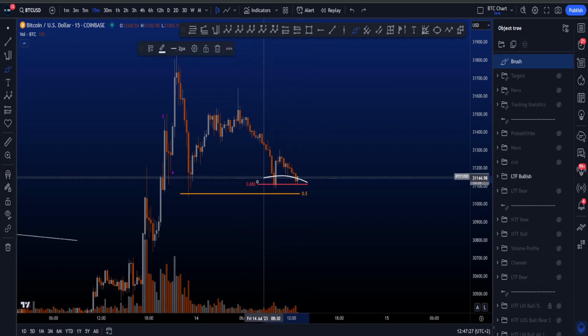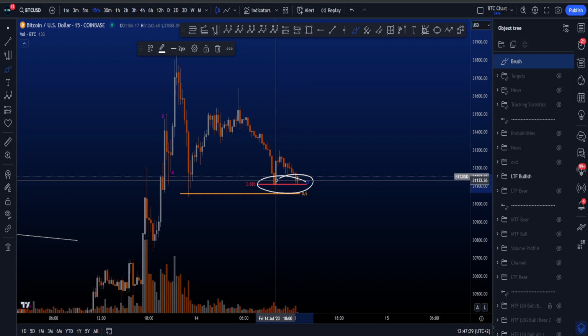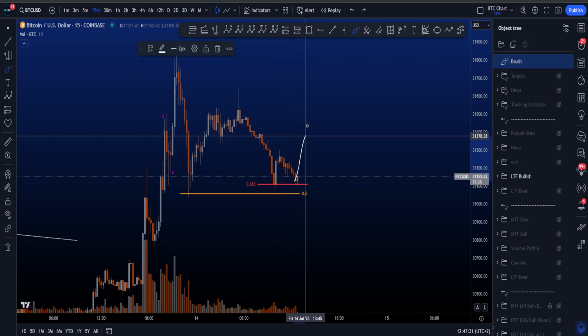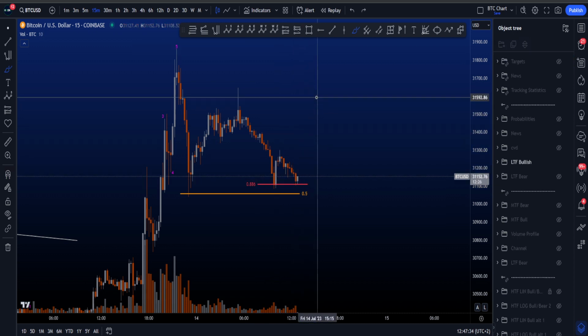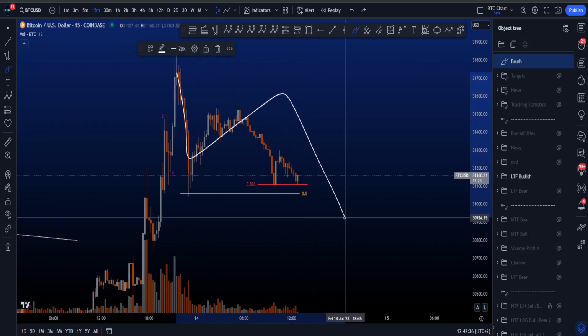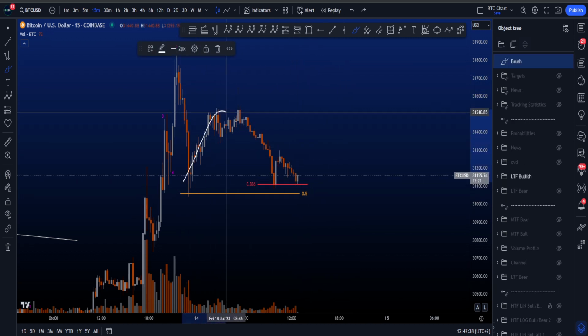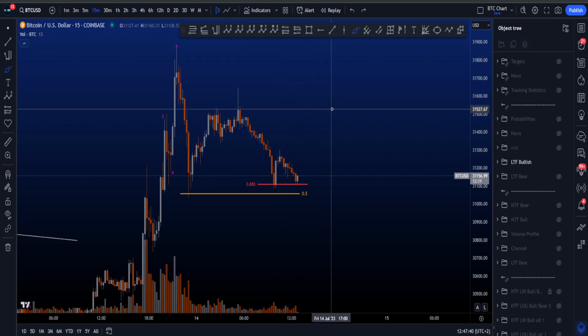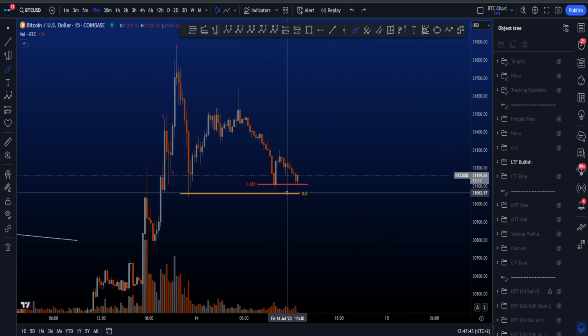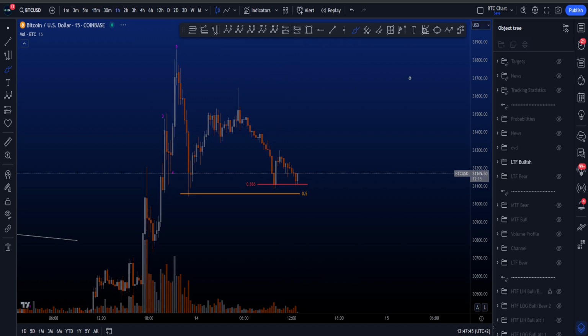wave X. And the fact that we now twice hit the 0.886 gives probability more to, if we get a move to the upside, that it is a corrective structure, this whole thing, compared to this being another wave 1, 2, and continuation in potentially a wave 5 or just continuation in general, right? That's what the 0.886 is telling us.